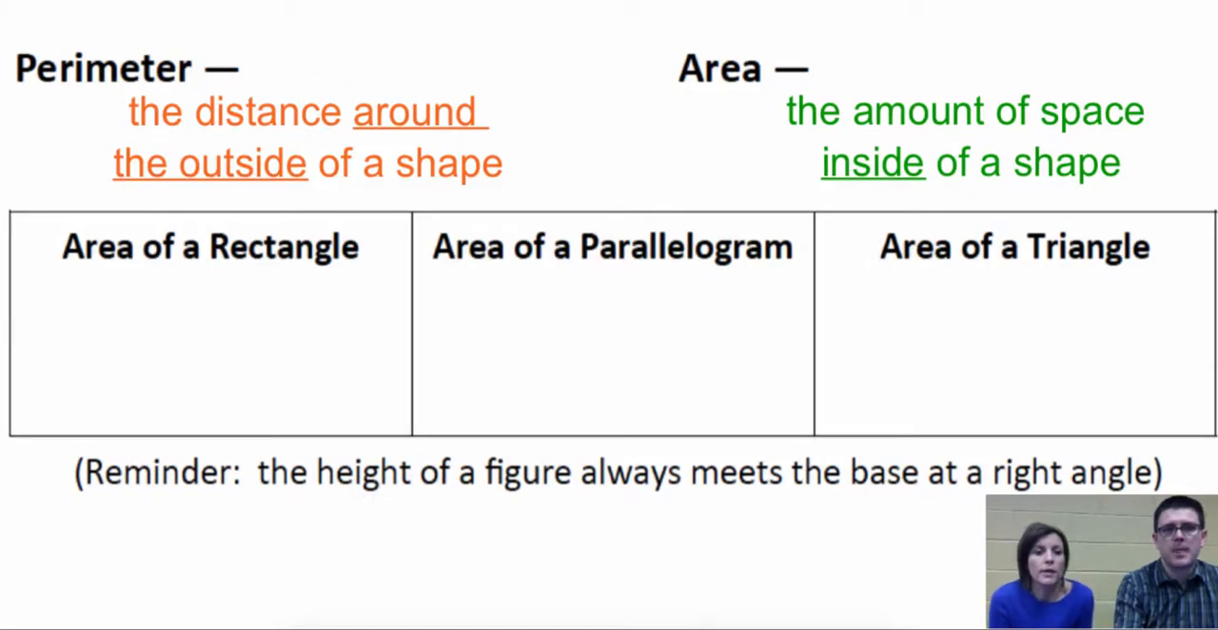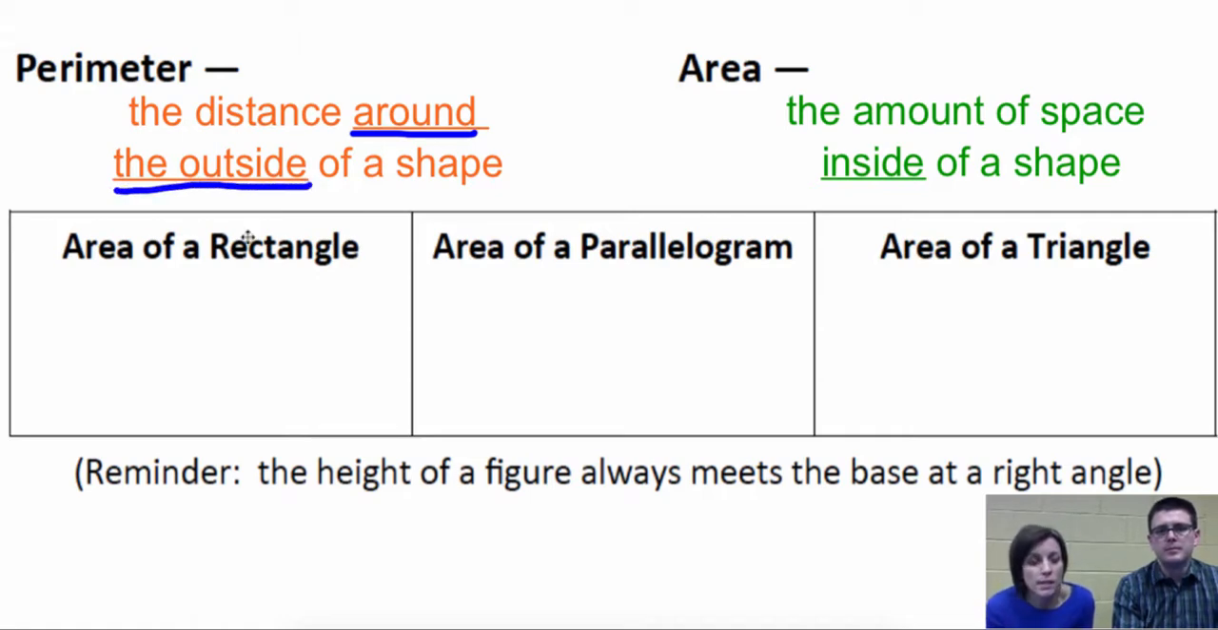All right, we're going to remember the difference between perimeter and area. Perimeter is the distance around the outside of a shape. Area is the amount of space inside of the shape. When we're talking about units, the perimeter would be centimeters, inches, the units, because we're adding all the dimensions up. The area would be inches times inches, which would be inches squared or centimeters squared, because you're multiplying a base and a height, or a unit and a unit, together.